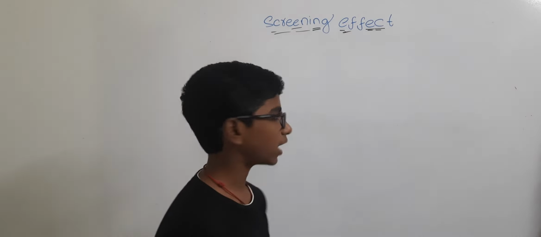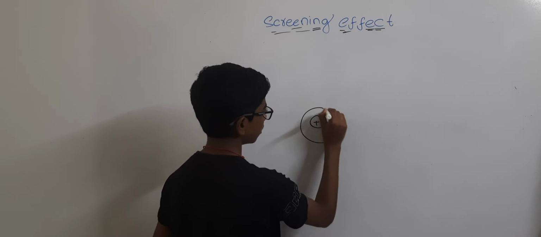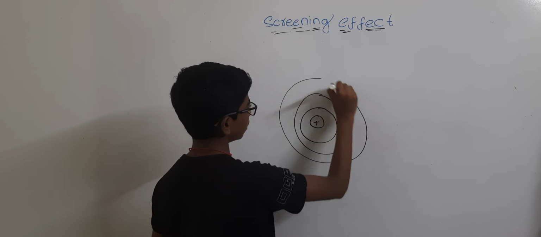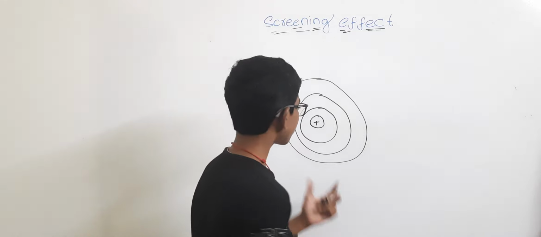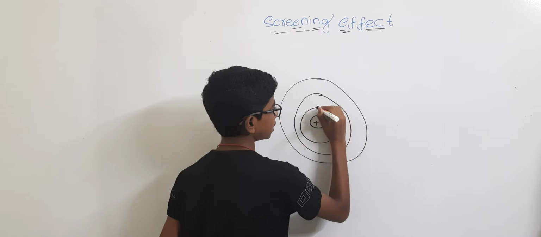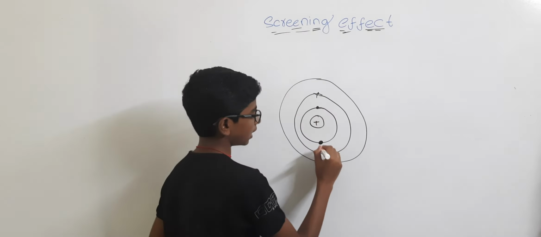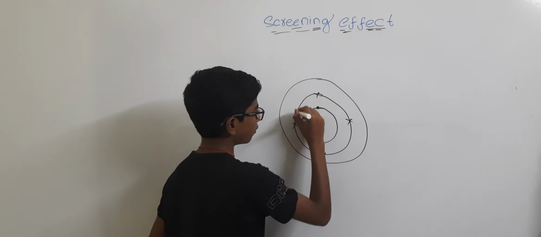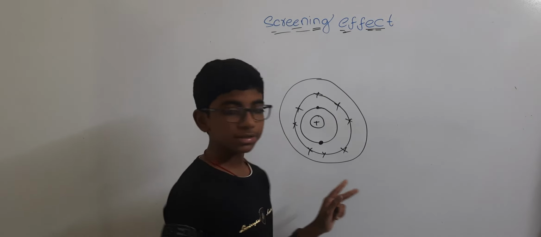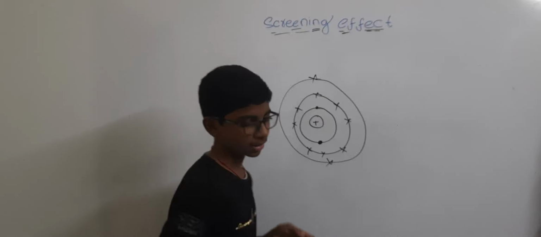Now, I am drawing an atom. This is the nucleus, first shell, second shell, and the last shell, the third shell. In the first shell, how many electrons are present? In the first shell, there are 2 electrons. In the second shell, there are 8 electrons: 1, 2, 3, 4, 5, 6, 7, 8. In the third shell, 18 electrons can be present. We take some 2 electrons present in the third shell.